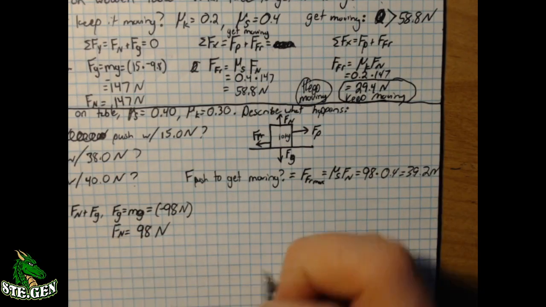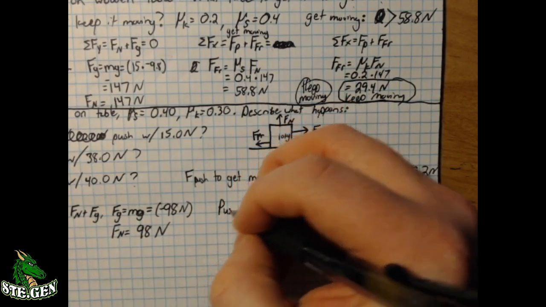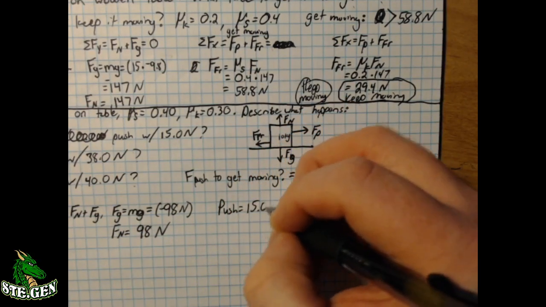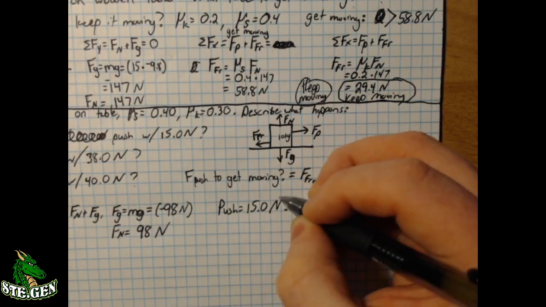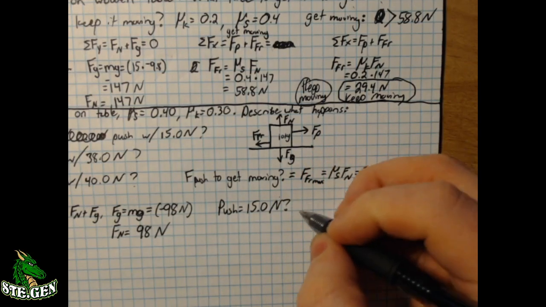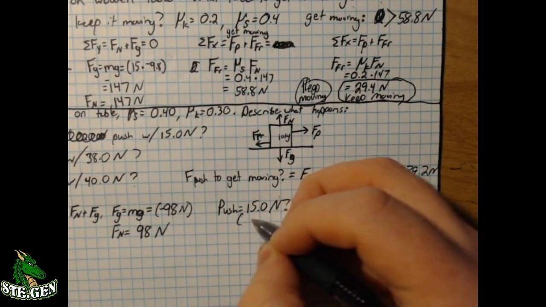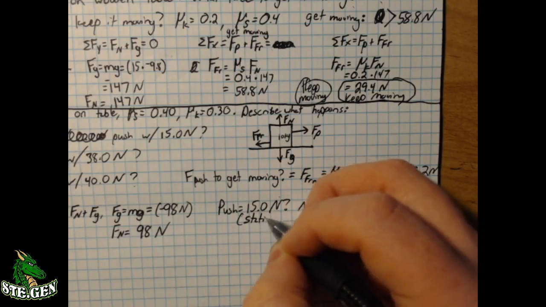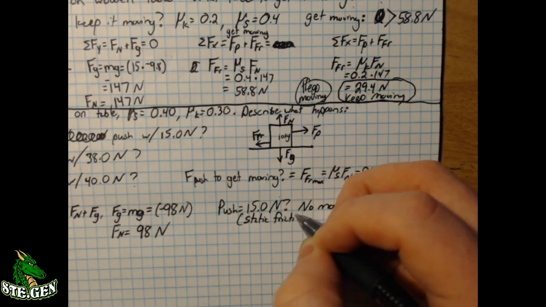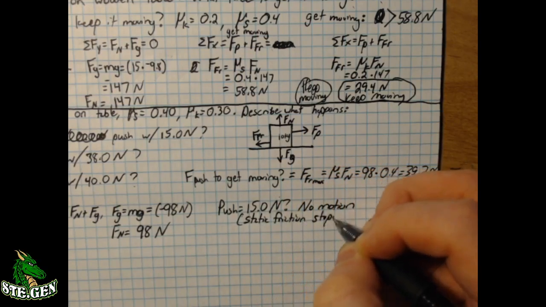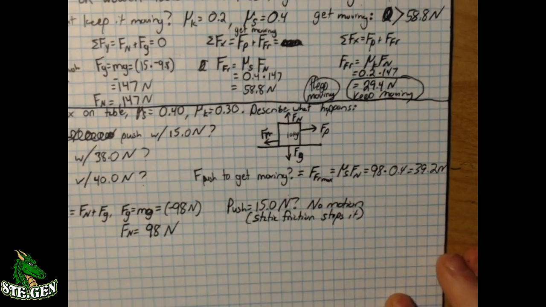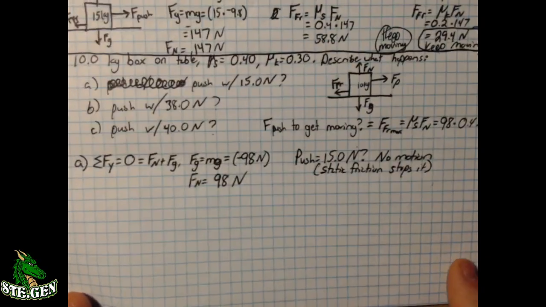So in question A, if the push is 15 newtons, and comparing that to this number right here, there will be no motion. And that's because static friction will stop it. Static friction is strong enough to stop a 15 newton push.